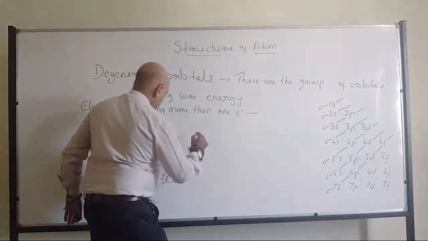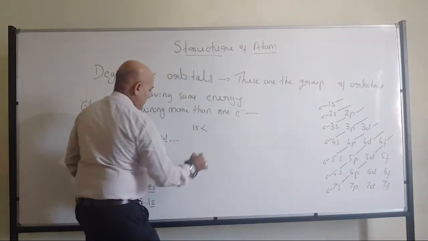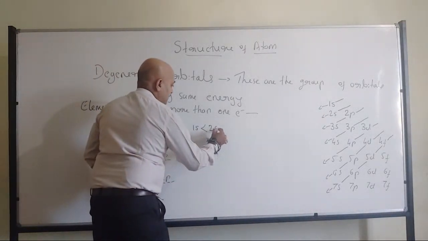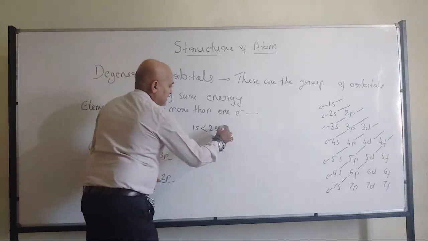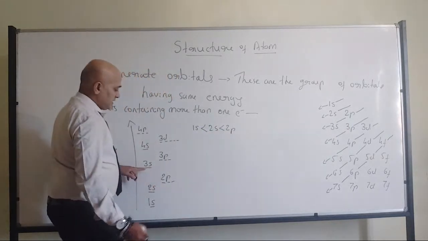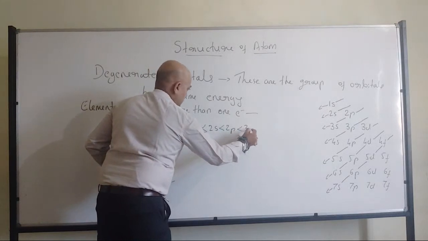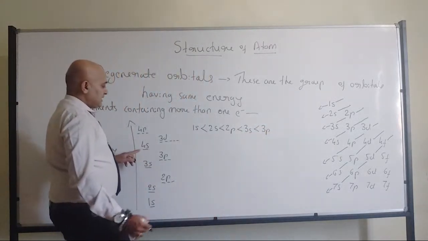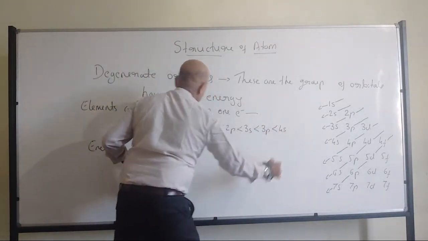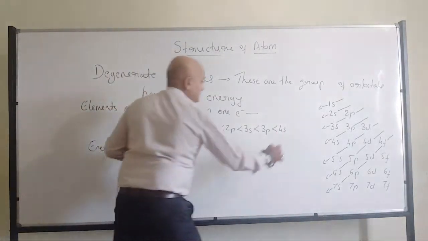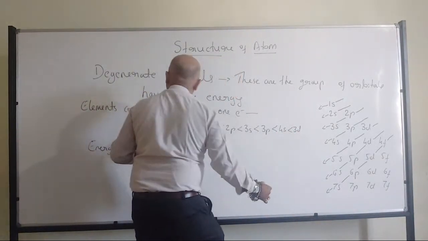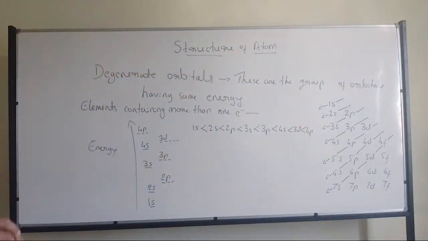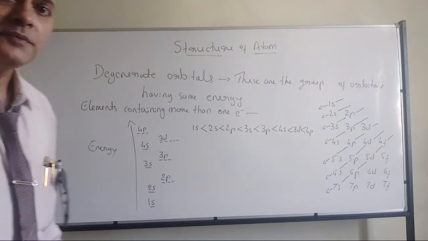Now I can tell 1s will be of lowest energy. I will be writing the proper symbols. 1s, then comes the 2s, then the 2p, then the 3s, then the 3p, right? Then comes the 4s. Once 4s is done, now comes the 3d, okay? And then we have the 4p. Like that it goes on. All of you have understood?